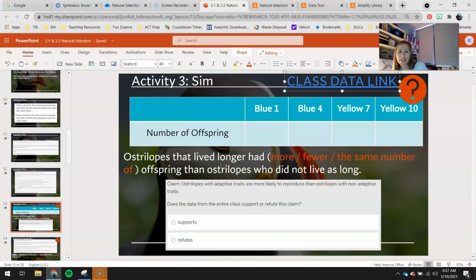So do you think they're more likely to reproduce or less likely to reproduce if they don't blend in as well with their environment? Okay, does the data from the entire class support or refute this claim? So again, go into that class data tool, check out what the graph tells you, and then either check support or refute with your draw tool.